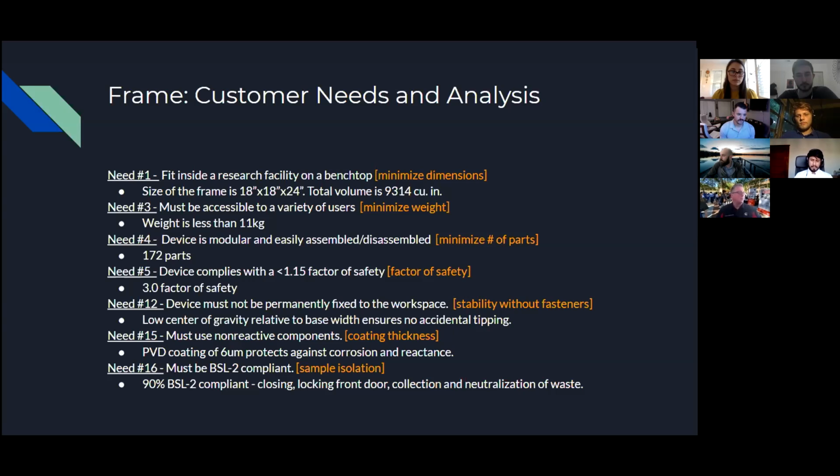Coating the aluminum using physical vapor deposition would prevent corrosion and prevent reactions with specimens or other chemicals that might spill on it or otherwise come into contact with it. And the assembly itself is BSL2 compliant because it has a closing and locking front door, and it employs a mechanism for collection and neutralization of waste.